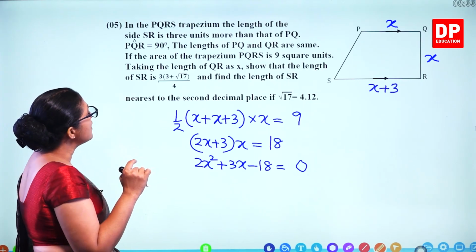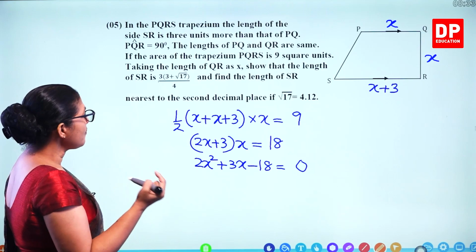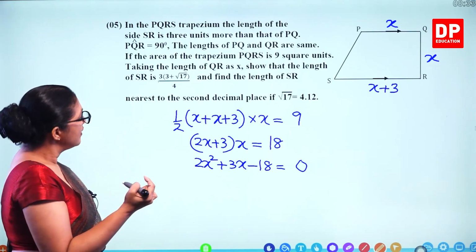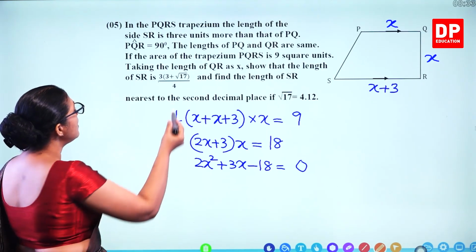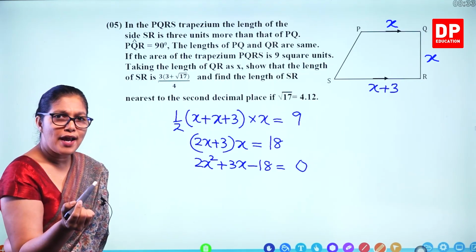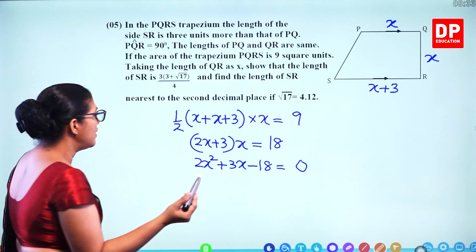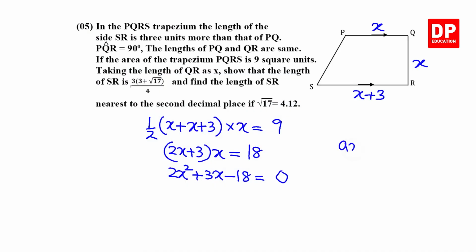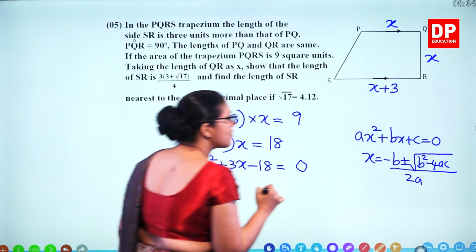Then show that the length of SR is this. You need to solve for x. So which one can we use here? This is in square root form, so you can use the quadratic formula easily. Can you remember the quadratic formula? If it's ax squared plus bx plus c equals 0, x is minus b plus or minus the square root of b squared minus 4ac, over 2a. That's the quadratic formula.